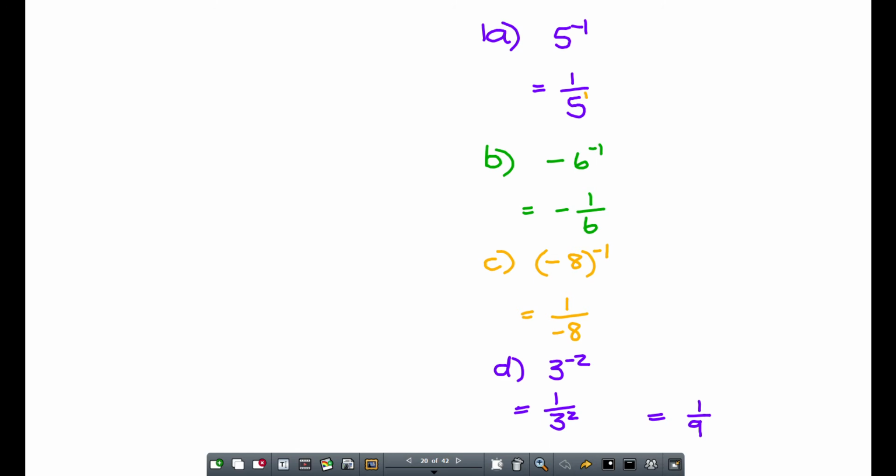Right, then 3 to the power of minus 2. I'm going to take that to the bottom part of the fraction. So it becomes 1 over 3 to the power of positive 2. Now, this 3 to the power of 2 is the same as 1 over 9.